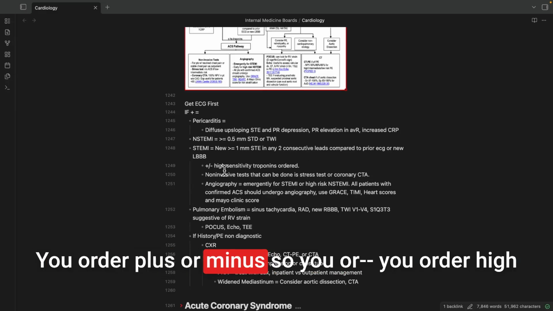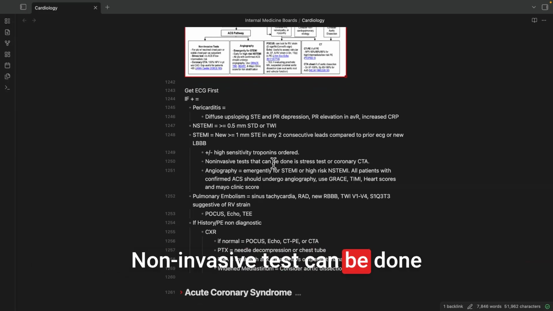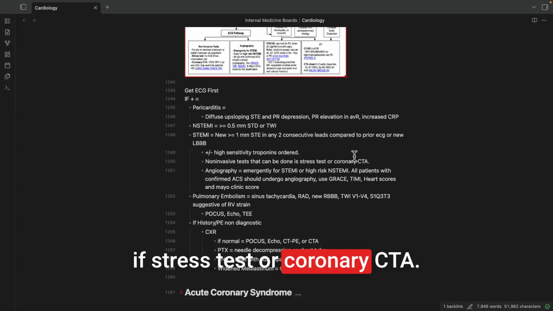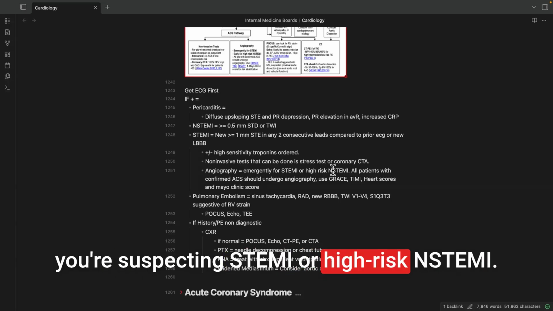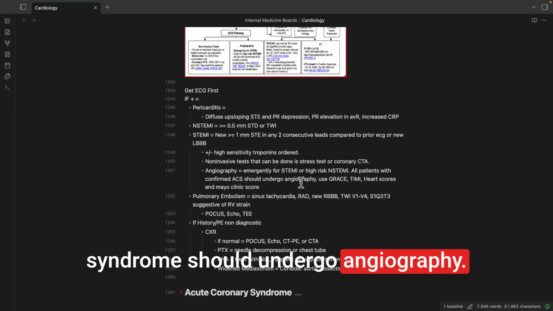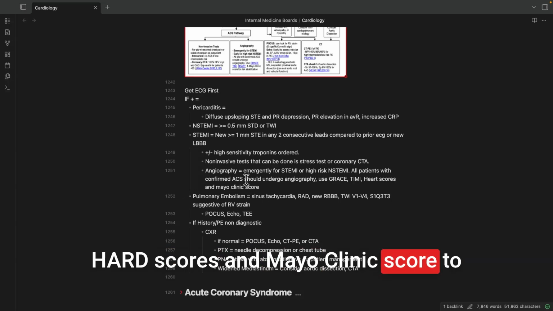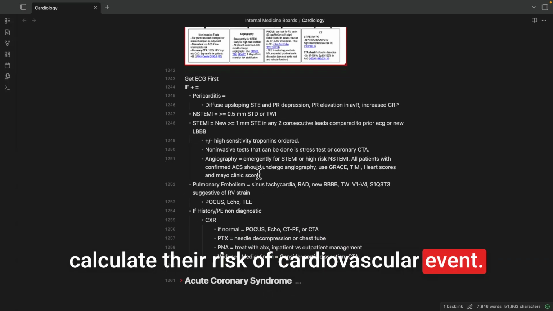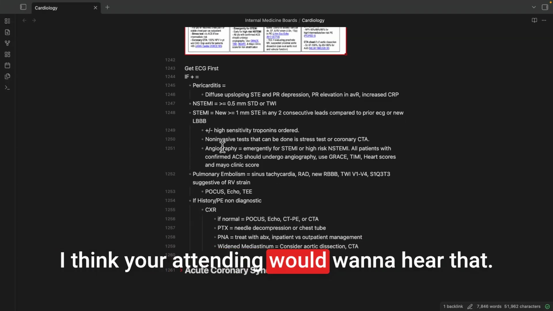You order high sensitivity troponin, plus or minus non-invasive tests like a stress test or coronary CTA. You can do angiography if you're suspecting STEMI or high risk NSTEMI. All patients with confirmed acute coronary syndrome should undergo angiography. You should use the GRACE, TIMI, or HEART scores and the Mayo Clinic score to calculate the risk of a cardiovascular event. This is a calculator you could go on MDCalc for. I think your attending would want to hear that.